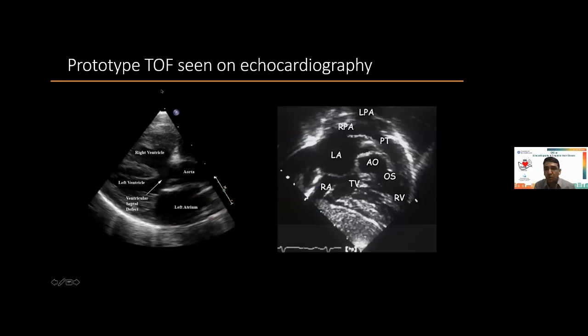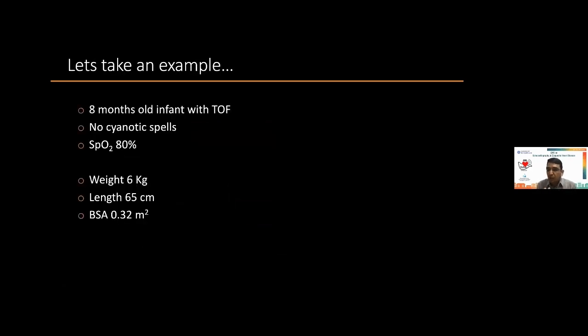This is a prototype tetralogy of Fallot: subaortic VSD with aortic override, anterior deviated septum, and narrowed outflow, RPA and LPA. So this is one of the standard tetralogy of Fallot, which is suitable for TOF correction. We'll go along with echo assessment by taking two examples. So this is an 8-month-old infant with tetralogy of Fallot, non-cyanotic, saturation 80%, weight 6 kg, length 65 centimeters, and body surface area 0.32 meters square. The importance of these numbers, I'll come to.